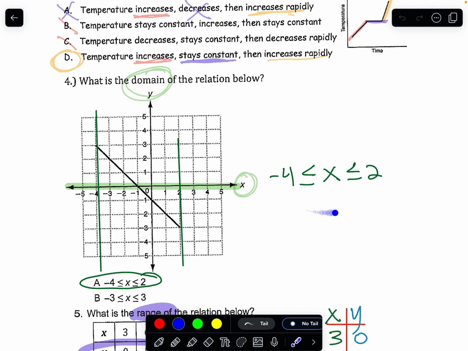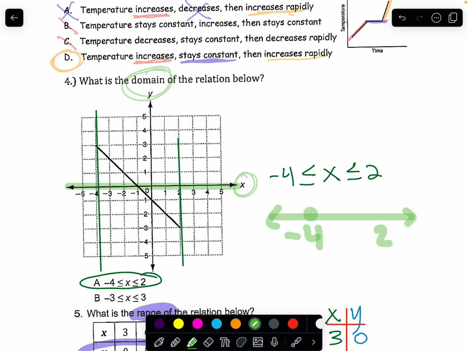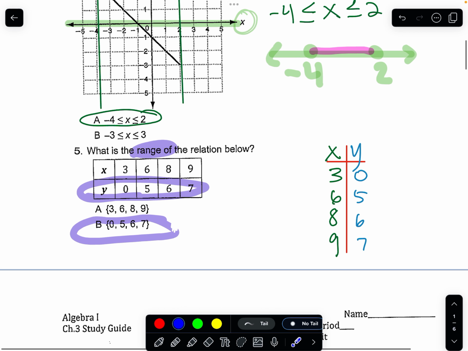So we can write this as an inequality. If we think of our number line here, where we have 2 and -4, we know that we can write this as an inequality representing these values in between, right? Because it can be 2 or less than 2, all the values over here, and it can be -4 or greater than -4, and nothing else. On number 5, it asks for the range, and we know that's the y values, which is why B is correct. Oh, by the way, this one was also a multiple choice question.